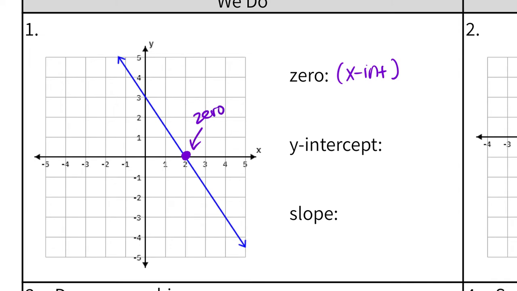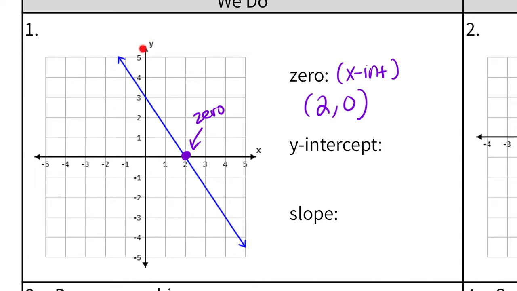Now we're going to write this as a point. So be very careful. You always do the x value first. So it'd be 2, 0.